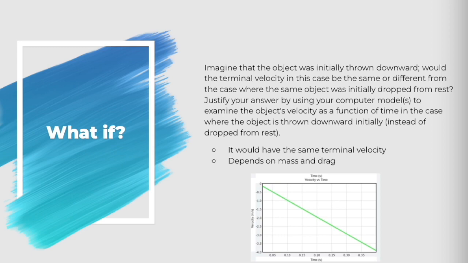So what if the marker cap had been thrown downwards at an initial velocity? That would still make no difference, and the object would still have the same terminal velocity as seen on the graph below. The velocities are going to curve up until it becomes a horizontal line, and we have to remember that terminal velocity depends on mass and drag.